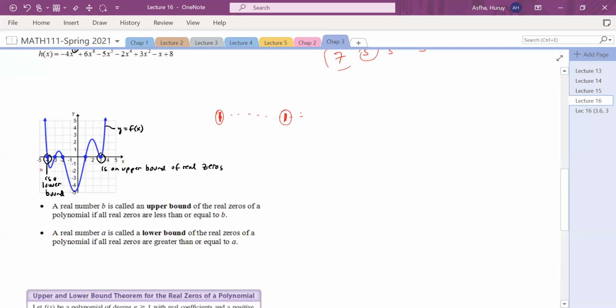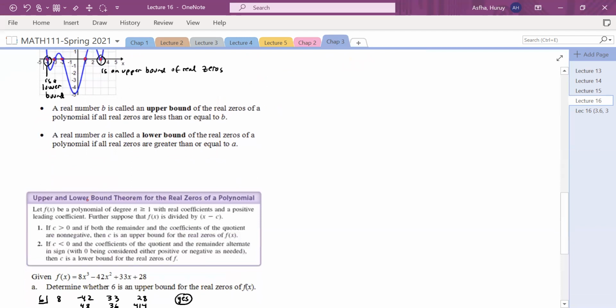So for example, if we have this graph, the zeros of this graph are the points where the graph touches the x-axis. For example, we have here this one, and this one. So those are the zeros. So I can say this is the upper bound of the real zeros of this polynomial. And I can say this one is a lower bound of the real zeros of this polynomial. Okay, and the formal definition of upper bound and lower bound is given here.